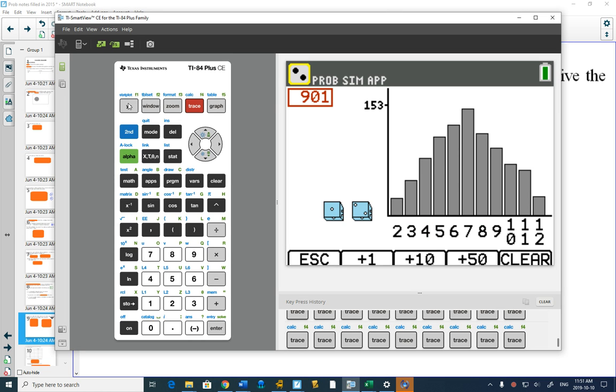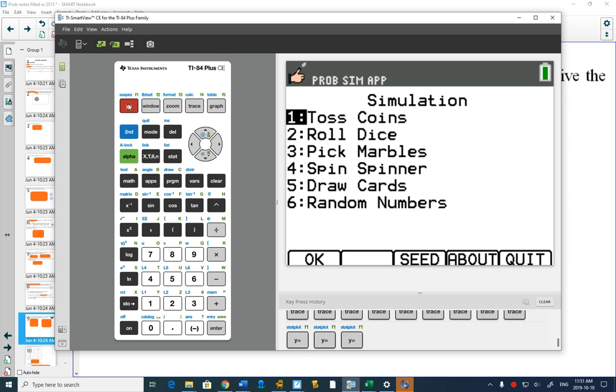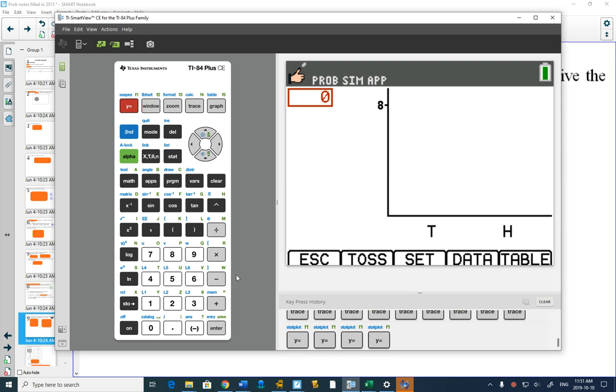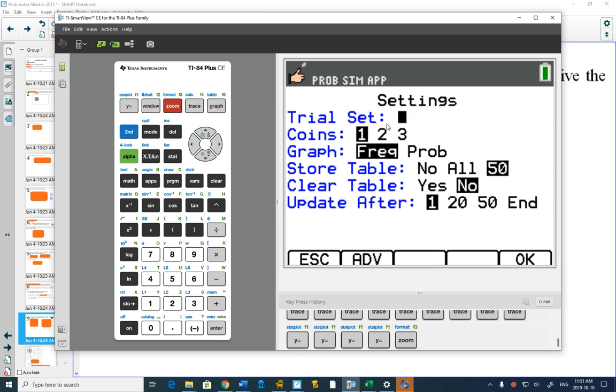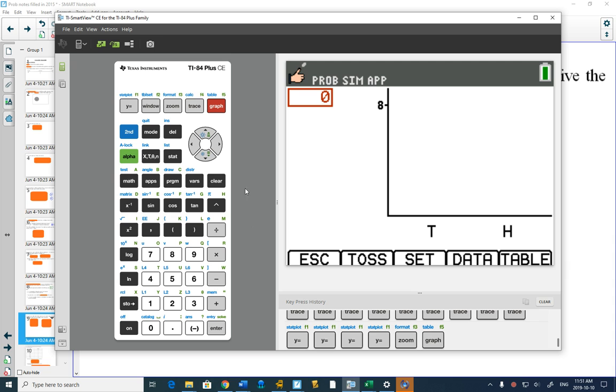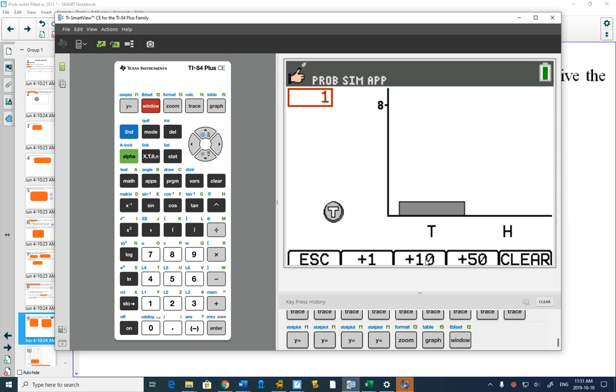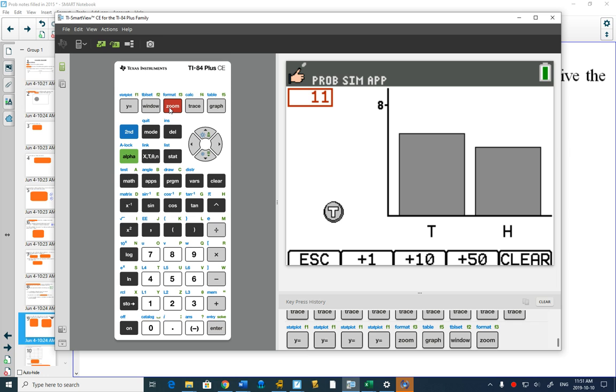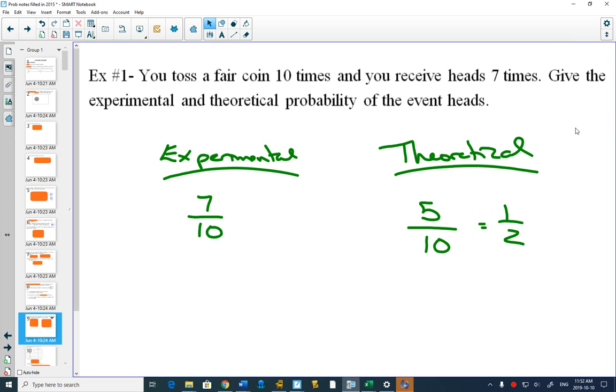Here we go. We could toss coins, heads or tails. Trial set, score table, update after, and okay. So once plus 10 more. We just have to take away 1 from the tails because this one doesn't count. Oops, I have to hit this button. 10 more. Oh, it happened 5 times. I'd have to pay you money. Shoot. Okay, sorry.